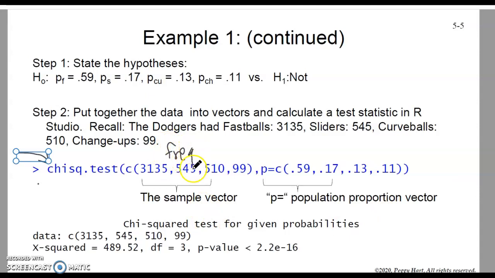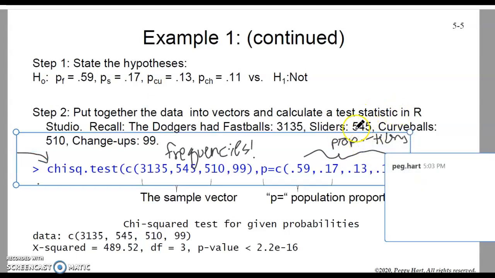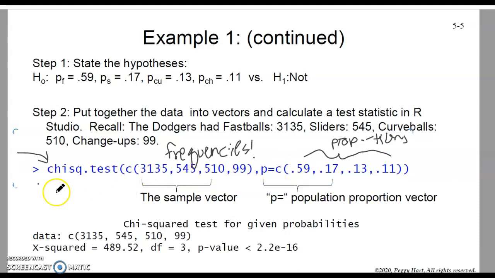How many? Not percentages. So when you write this in your notes, make a note to yourself that those are frequencies, and notice these are written as proportions, numbers between 0 and 1. All right, so you have these two things. So the code is chi-square test. The first one is the frequencies we see in our sample. The second one is P equals the population proportions. And so R will make a comparison between this 59% and that 31.35 and so on.